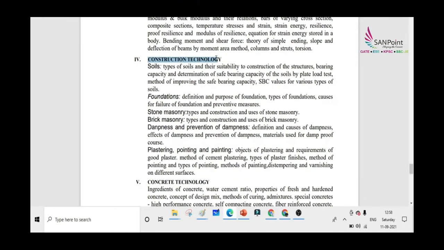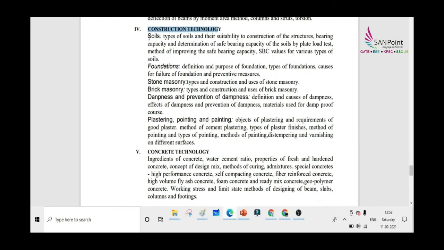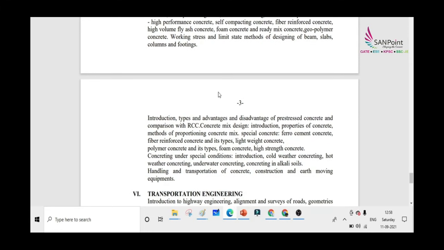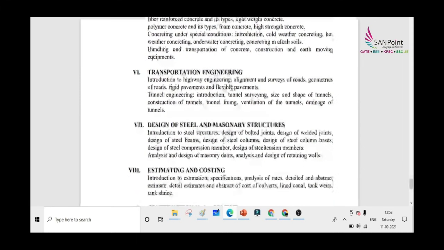Next comes your construction technology, that is the continuation of building materials. So soil foundation, all this is the part of geotechnical engineering. And here stone masonry, brick masonry, dampness, plastering and all, and concrete technology. So all this is there. So in our video lectures, I have taught all these under one heading only, like building materials, construction technology, concrete technology, ಎಲ್ಲಾನು ನಾನು ಒಂದು ಸಬ್ಜೆಕ್ಟ್ ಒಳಗನ ಕನ್ಸಿಡರ್ ಮಾಡೀನಿ.